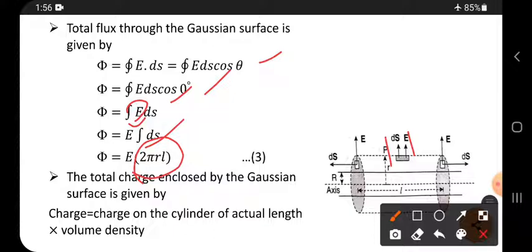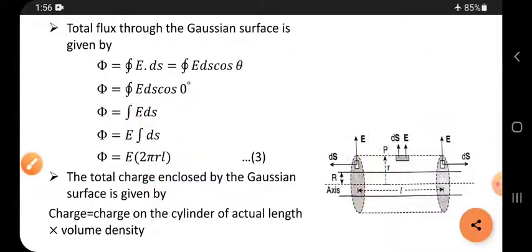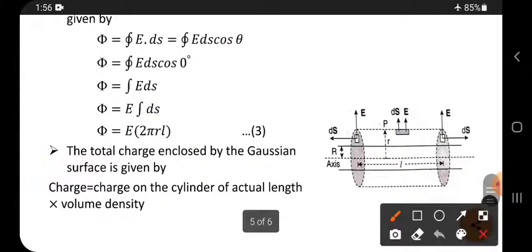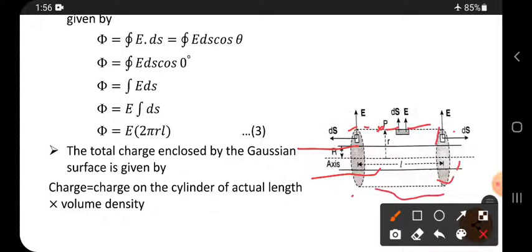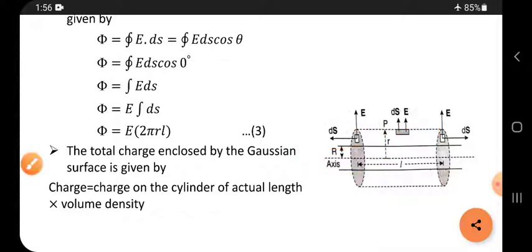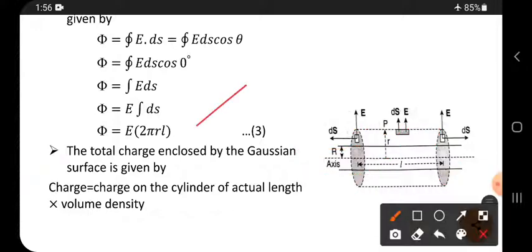the total area of a Gaussian cylinder whose radius is small r. Here the point is considered outside of the actual cylinder. It is the actual cylinder. One point is considered somewhere outside, and by taking that point as reference, one Gaussian cylinder is constructed with a radius r. So we get its area as 2 pi r L.